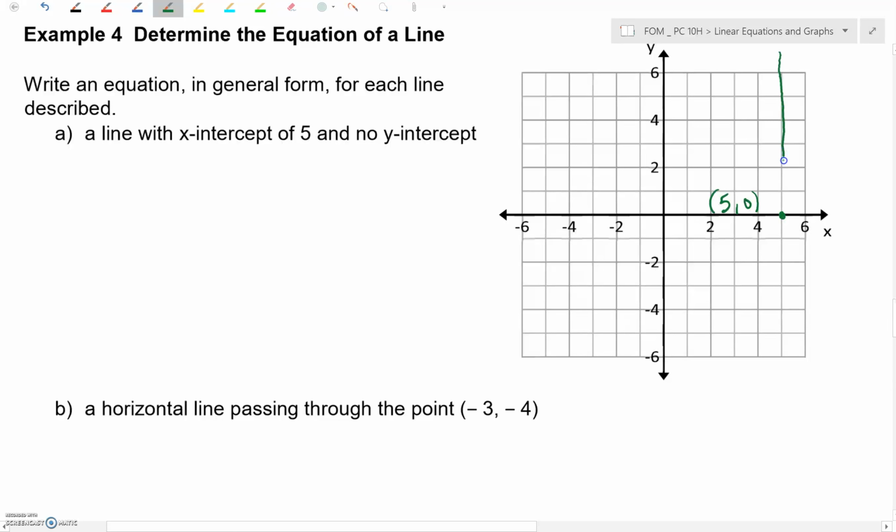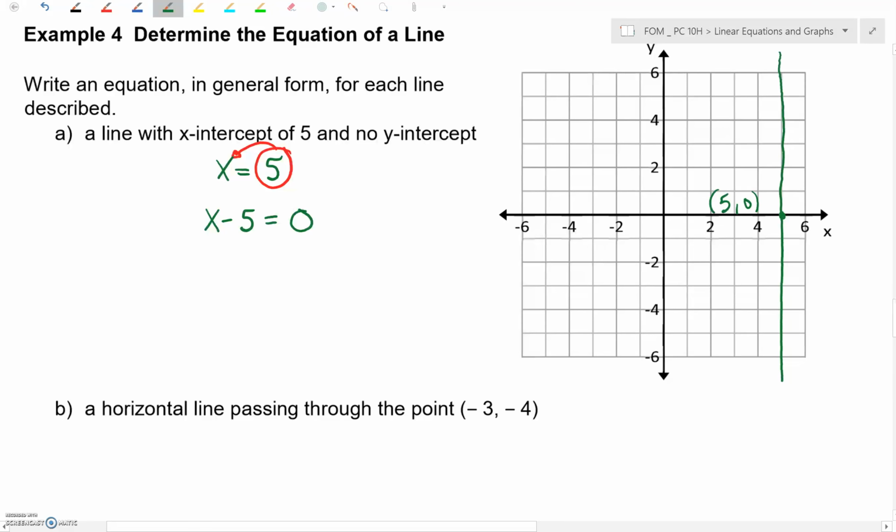So we draw in a parallel line to the y-axis. So our equation then is just simply going to be x equals 5, okay? And because we want to put it in general form, we want to move the 5 over to the left and set our equation equal to 0, right? And by moving the 5 over to the left, it becomes negative. So x minus 5 equals 0.